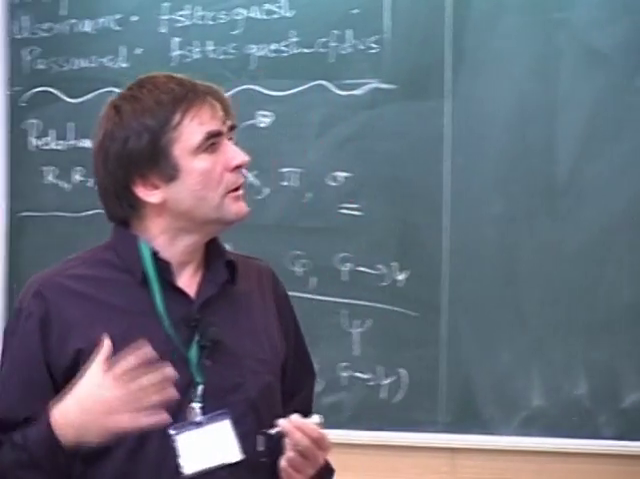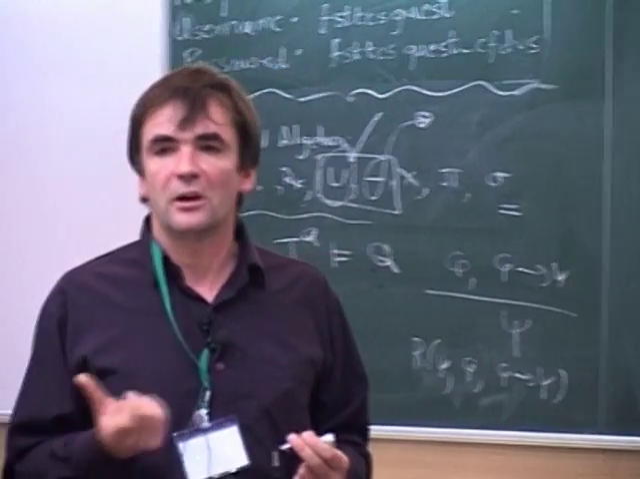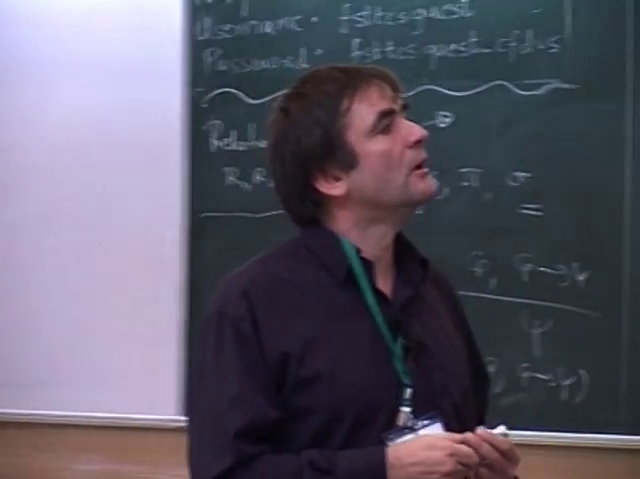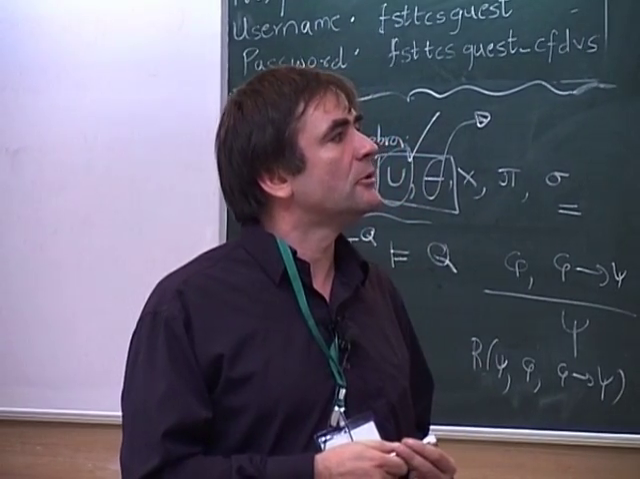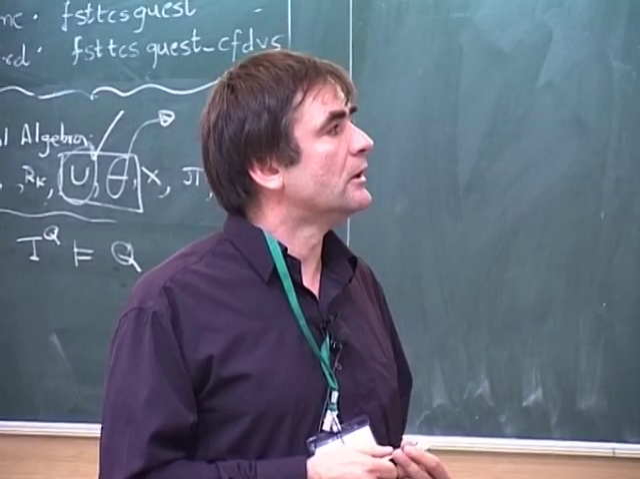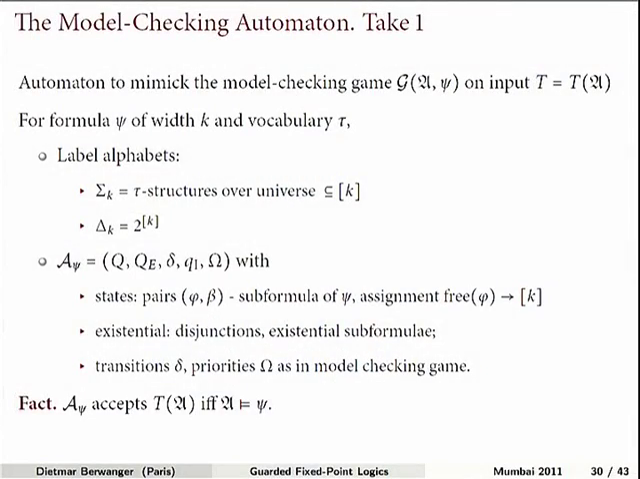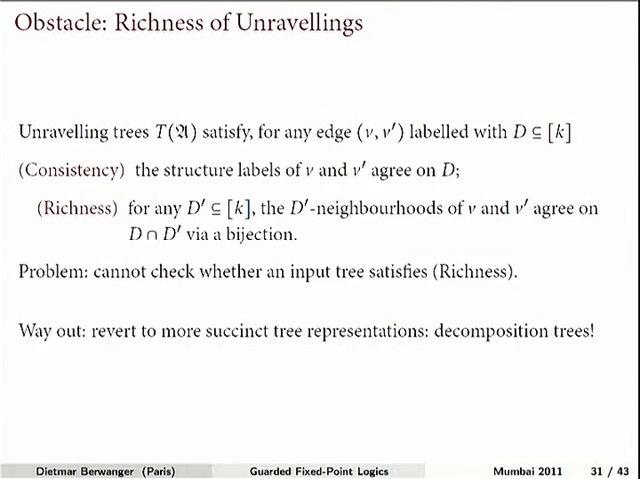Well, if we define the transitions the way we defined the moves in the game, these are things that depend on the current formula, and we can just translate them into the language of the automaton. Then we'll get an automaton that accepts exactly if the verifier won the model checking game. Okay, so now we have a model checking automaton in the sense of the Rabin theorem.